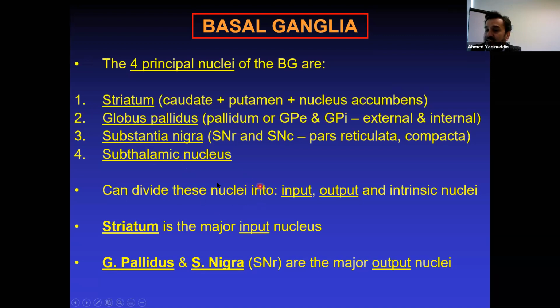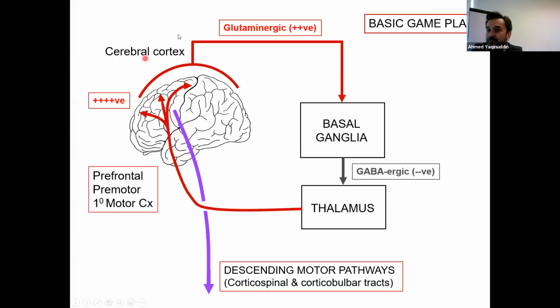We can divide these nuclei into input and output nuclei. The striatum is the major input, so putamen and caudate are the major input, and globus pallidus interna and substantia nigra reticulata are the major outputs of the basal ganglia. Anything coming in from the cortex to the basal ganglia goes to the striatum, which is caudate and putamen, and the output going from the basal ganglia to the thalamus would be from either globus pallidus interna or substantia nigra reticulata. So this is the basic game plan.